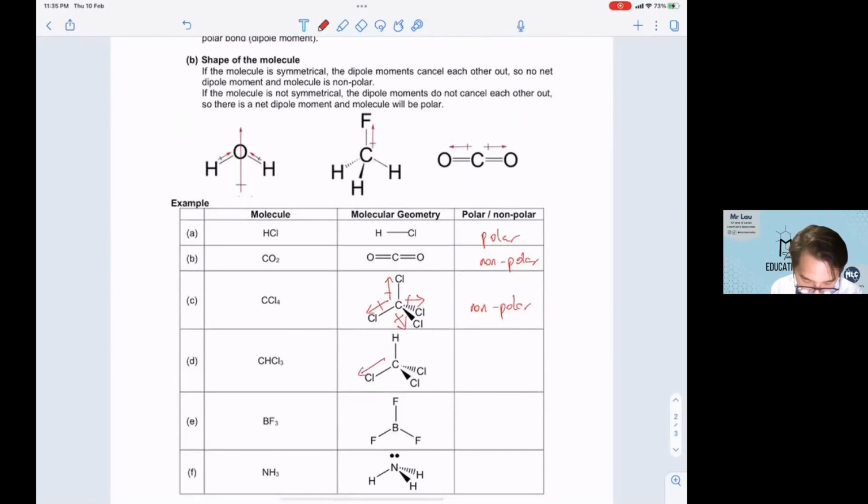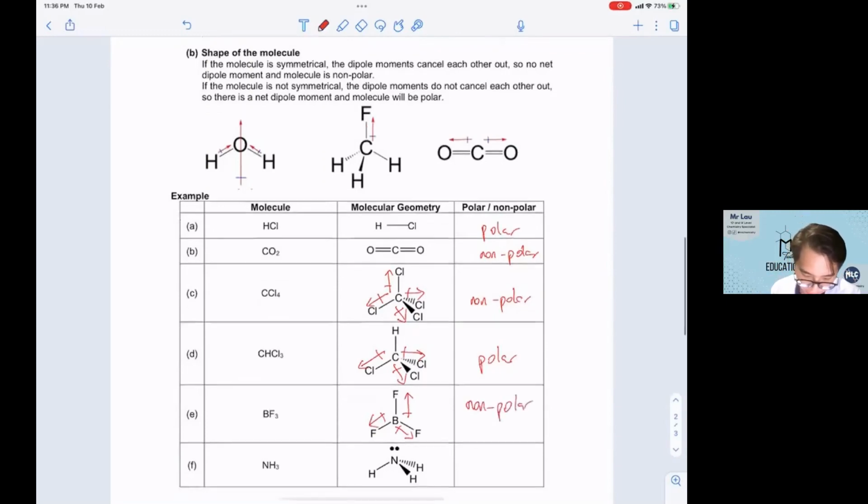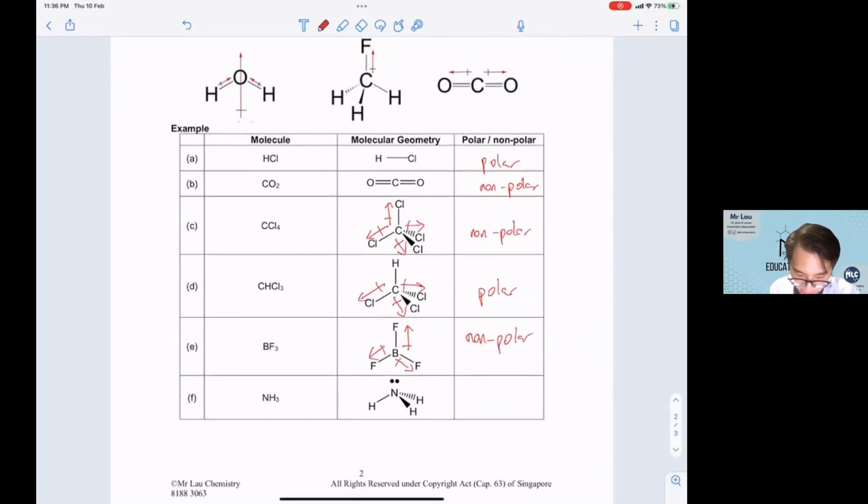CHCl3, it will pull in this direction and it does not cancel out. So therefore, it will be polar. BF3 is trigonal planar. It will pull, but because it's fully symmetrical, all the pulling motions will cancel out. So therefore, it is non-polar. NH3, N is electronegative, so it will pull in this direction. The dipole moments do not cancel out, so therefore this is polar. So this is how you determine whether a molecule is polar or non-polar.